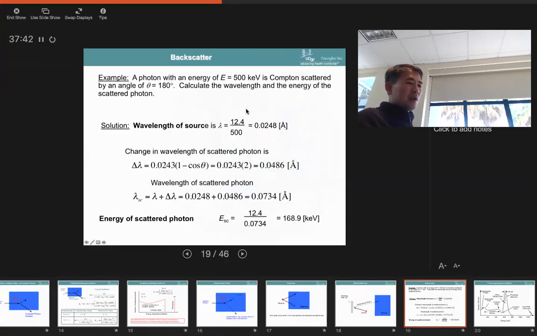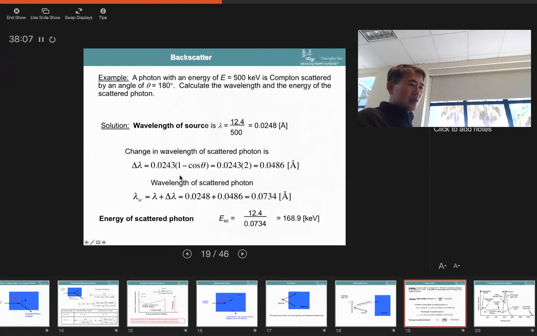So this is what's happening about backscatter. If we just take one example, what if we have a hypothetical photon, a gamma ray radiation. This carries exactly 500 keV energy. It's Compton scattered by an angle delta, and the angle is 180 degrees. What are the wavelength and the energy of this scattered photon?